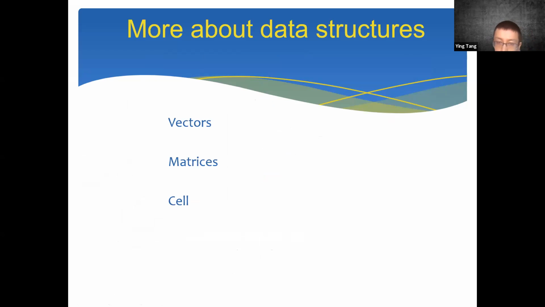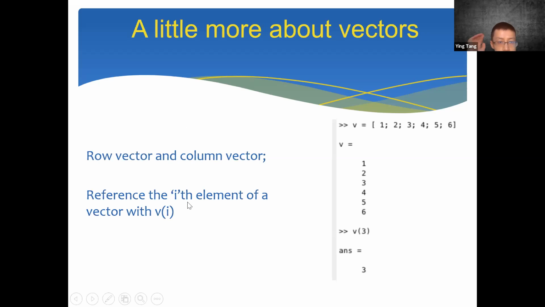So yesterday we introduced the vectors and matrices. If you remember, when you input the vectors and matrices, you should always use middle brackets and commas to separate elements and a semicolon to switch the row. Right, so that's the vector and the matrices. So today we're going to introduce a more advanced structure called cell.